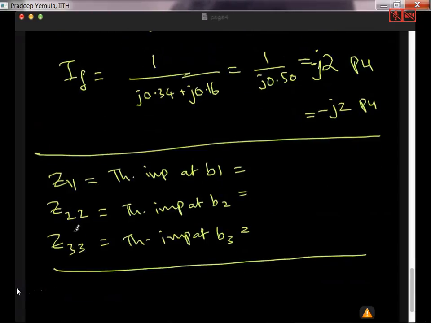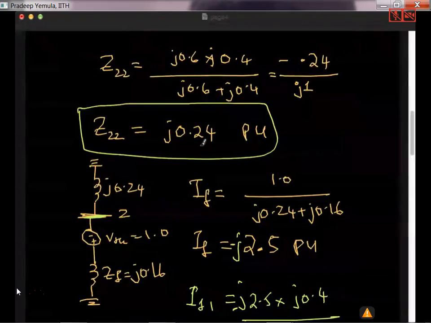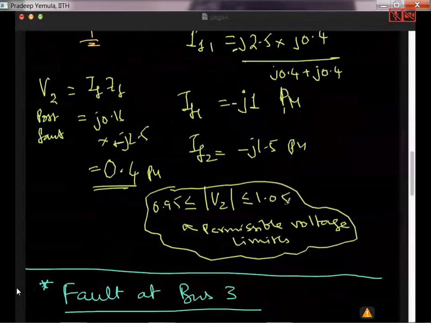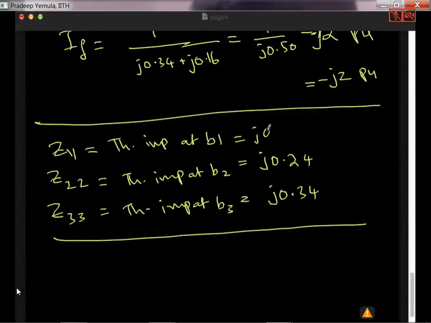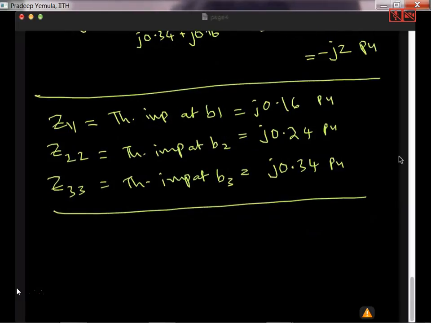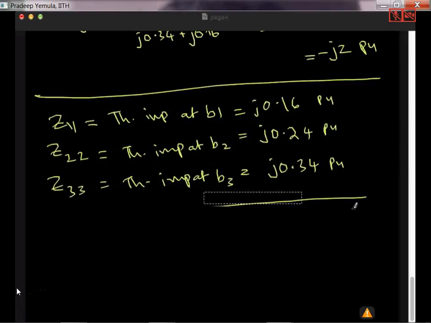So let me make a note. What is Z33? It is J0.34. What is Z22? If I refer to my notes from before, I made a note here, J0.24 is Z22. And J0.16 was the Thevenin's impedance at bus 1 that we solved in today's class. Now we also calculated the Z bus. So let's look at the Z bus.